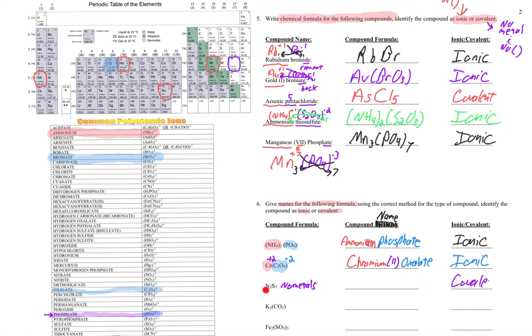N2O3 is nitrogens and sulfurs, all nonmetals. It is covalent. That means I use prefixes. There are 2 nitrogens. The prefix for 2 is di. There are 3 sulfurs. The prefix for 3 is tri. So I get dinitrogen for 2 nitrogen. Trisulfide. Remember, I still changed the ending to "ide" to make it sound pretty.